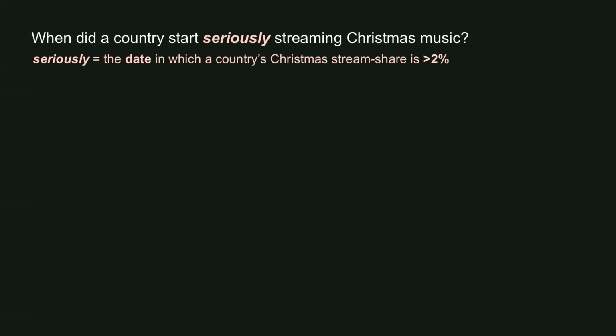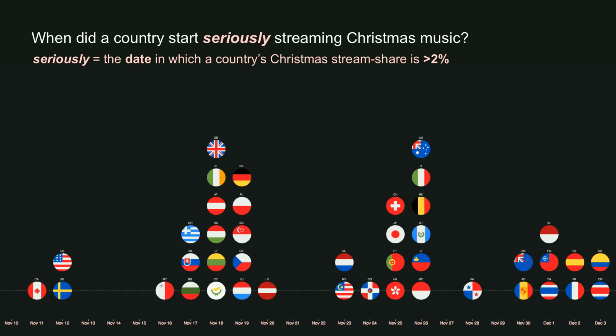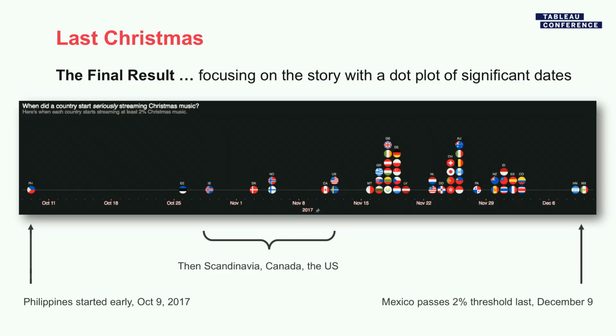And I thought, seriously, well, maybe that's the date when a country's Christmas stream share is above 2%. So they've hit this mark and now they're gung-ho about Christmas. And so we created this dot plot visualization where on every date it puts the country's map on the date they hit that threshold. And so in that full view, you can see some interesting stories, such as the Philippines starting very early, October 9th, and then Scandinavia, Canada, the US.